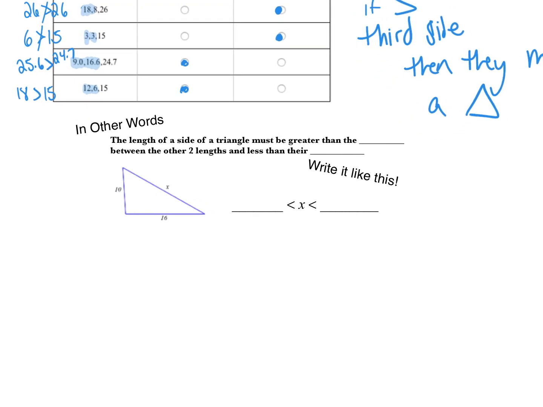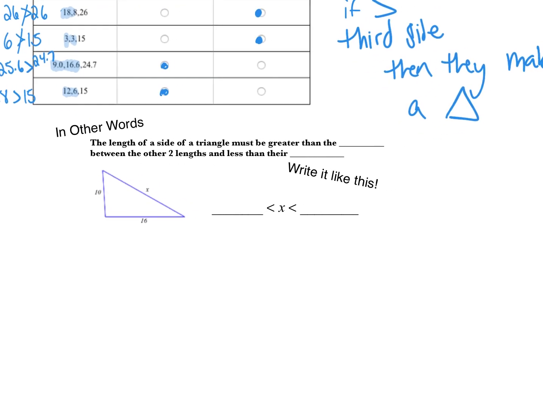So in other words, we're still doing this same theorem, but this time we say it like this: the length of a side of a triangle must be greater than the difference between the two other lengths and less than their sum. So how we write it is we want to take whatever they give us for side lengths. In this case, they give us a 10 and a 16, and we're going to take the difference between those two side lengths and put that answer here. And we're going to take the sum of those two side lengths and put that answer here, because that's saying that the third side must be somewhere in between the difference and the sum.